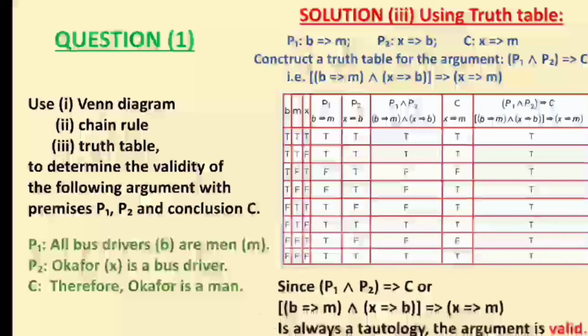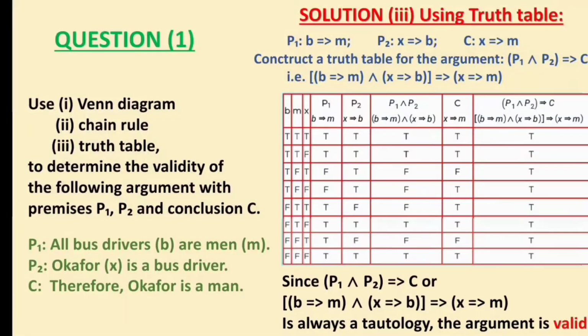We can see that the final answer is always true. The final answer for P1 and P2 implies C is always a tautology. So in this way, the argument is valid using truth table. The argument in question 1 is valid using truth table. We have solved question 1 using all three methods: Venn diagram, chain rule, and truth table. I hope this question 1 is clear to you.